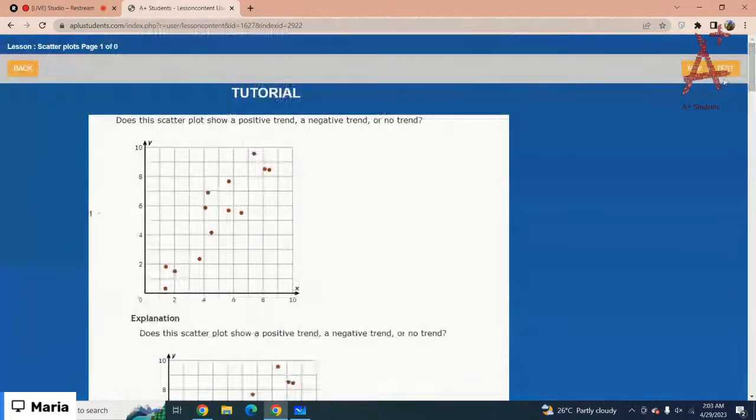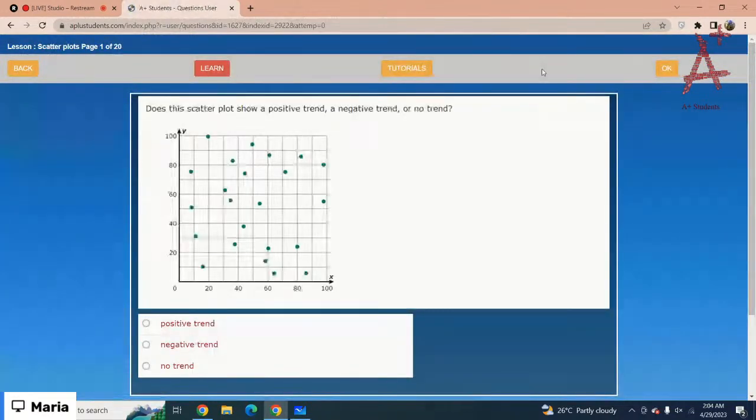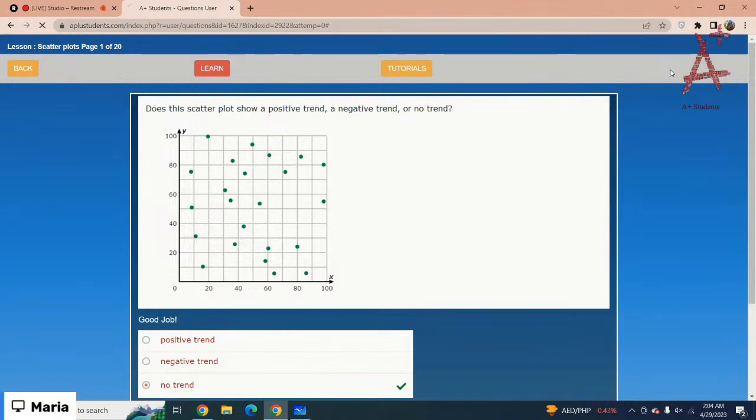Okay, let's start with the test questions. Does the scatter plot show a positive trend, a negative trend, or no trend? So there you can see all the values are scattered. Got it? You can see here you have x is 80, but y is almost 0. Got it? So that means the graph shows no trend, because it's a very scattered plot. All the points are scattered across the graph, so it shows no trend.